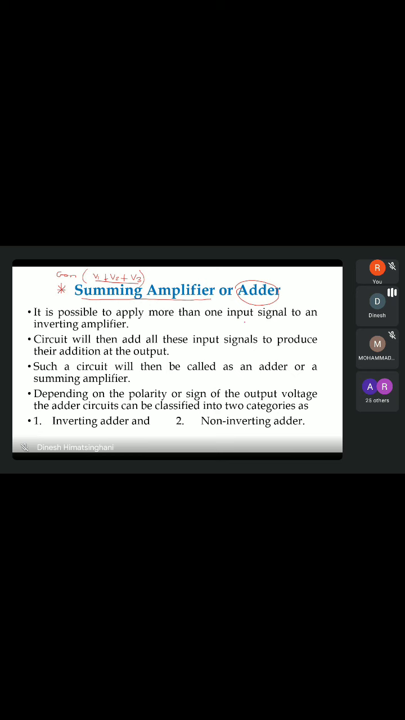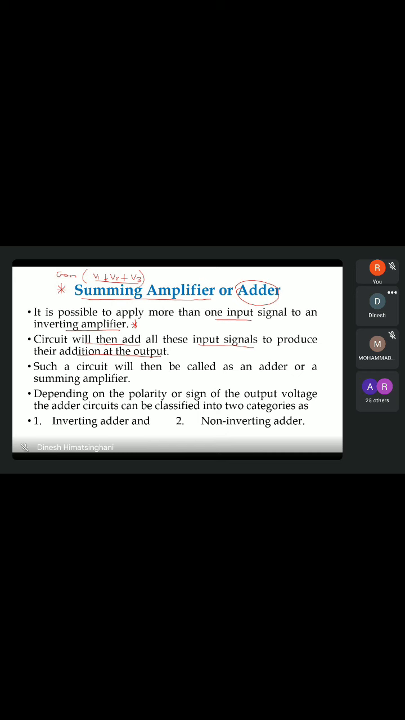It is possible to apply more than one input to an inverting amplifier. I'm going to first show you the inverting amplifier. The same thing can also be done with a non-inverting amplifier, but it is possible to apply more than one input. When you want this circuit to work like a summing amplifier, what will that circuit do? It will add all these input signals and produce their addition at the output. That is why it is summation.